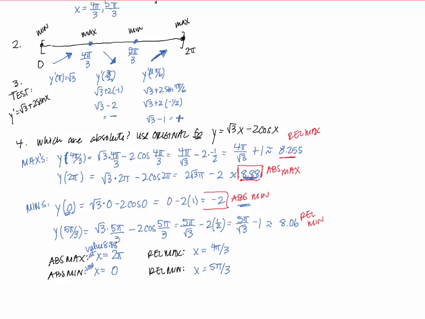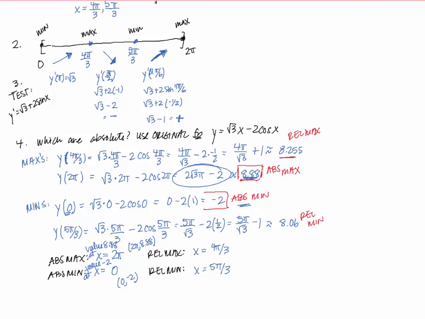The minimum value is negative 2, and that happens at x equals 0. Or you might see them as coordinate points, 2 pi, 8.88, or that exact expression we used before, to be exact, and then 0, negative 2 is the absolute minimum. Then when we examine the relative extremum, we might also list the absolute.